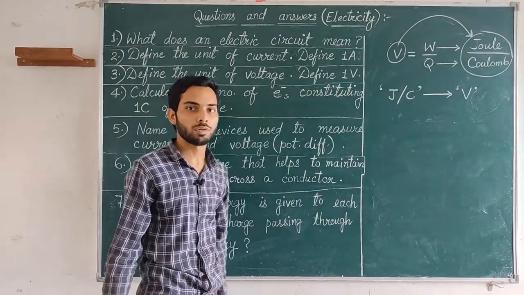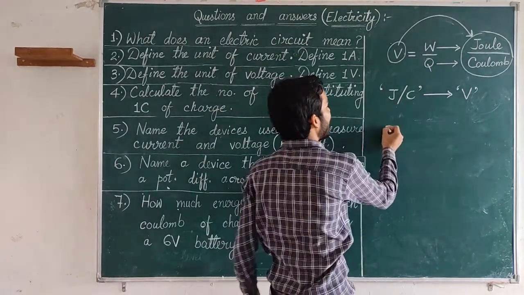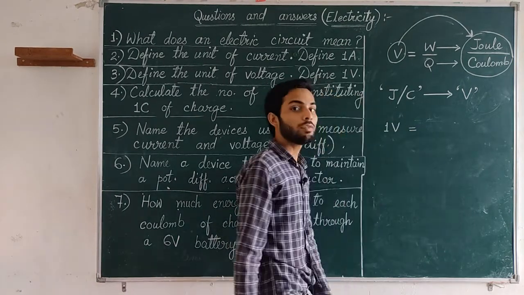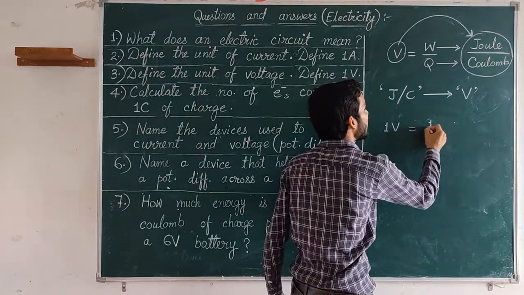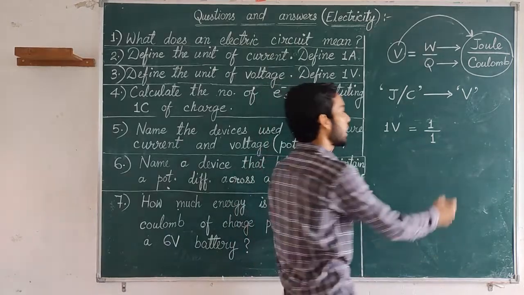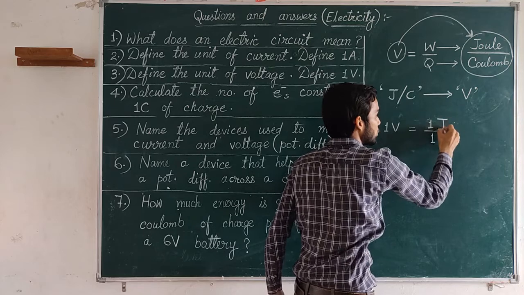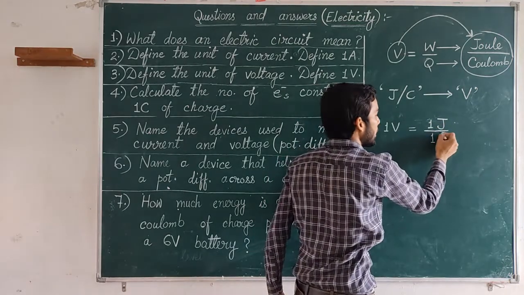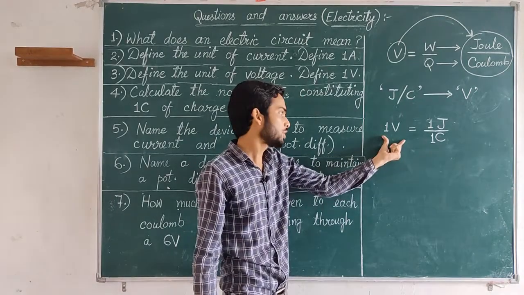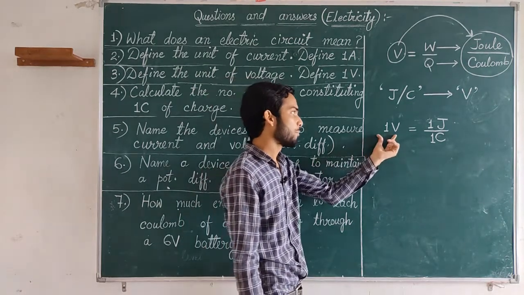Define 1 volt. So if I put the value of voltage as 1 volt, I will have to write 1 by 1 on the other side of the equal to sign. So here I can write 1 joule, and here I can write 1 coulomb. So in this way I can define what is 1 volt. The definition of 1 volt is clear from this formula. What is the definition of 1 volt?